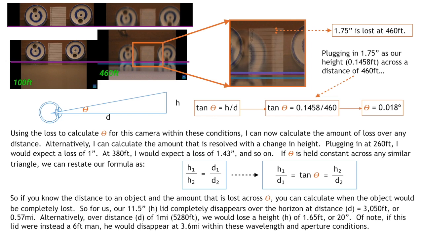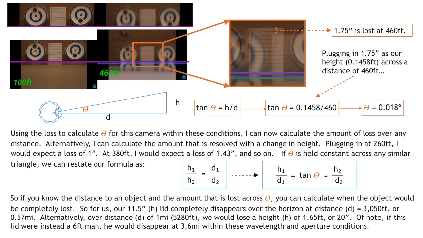If theta is held constant across any similar triangle, we can restate our formula as h1 over h2 equals d1 over d2, right? Those ratios correspond to one another across tangent theta, as h1 over d1 equals h2 over d2. So if you know the distance to an object and the amount that is lost across theta, you can calculate when the object would be completely lost. For us, our 11.5 inch height lid completely disappears over the horizon at a distance of 3,050 feet, or 0.57 miles, half a mile, give or take.